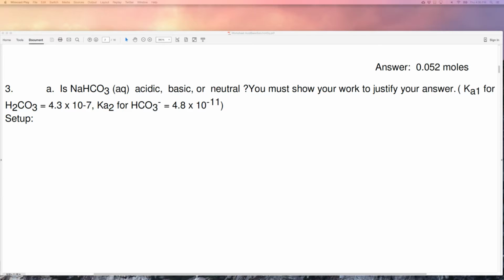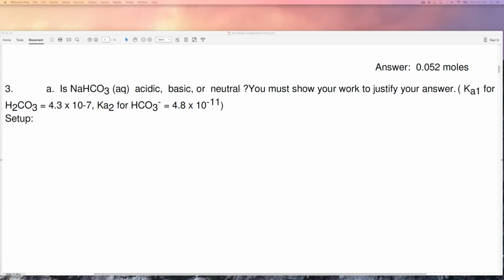I'm pretty sure this is in chapter 17, which is additional aspects of aqueous equilibrium. So they ask a really good question here. Is sodium bicarbonate acidic, basic, or neutral? And you must show your work to justify your answer. So they've asked us, are we dealing with a neutral situation, an acidic situation, or a basic situation?